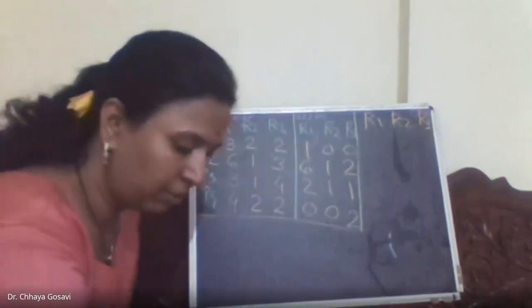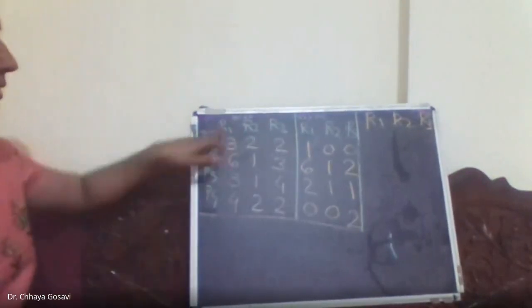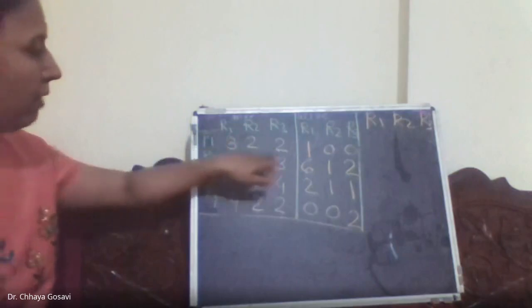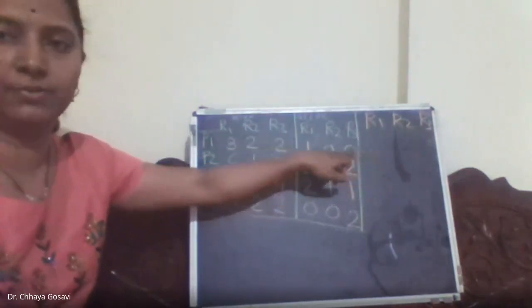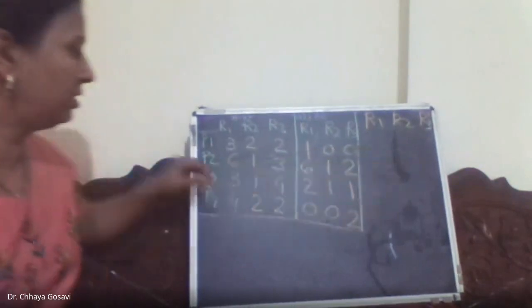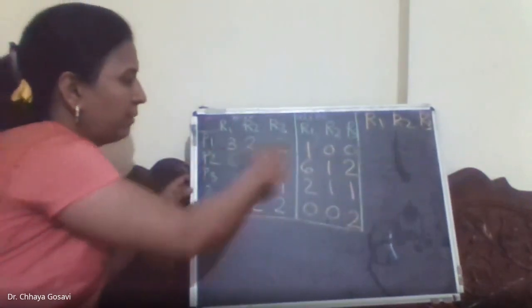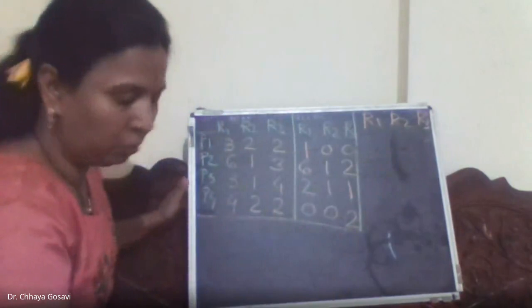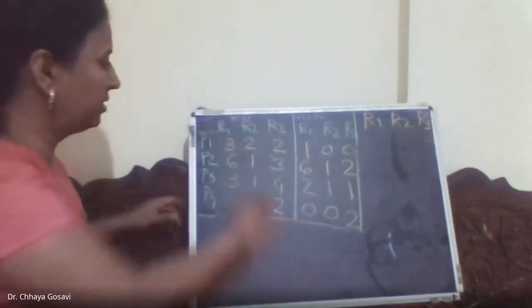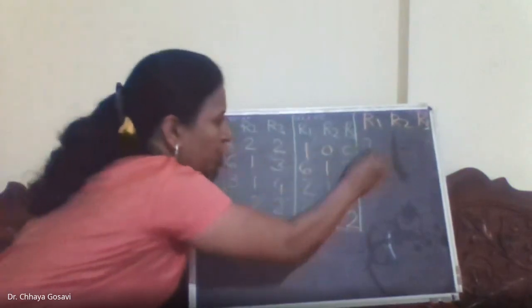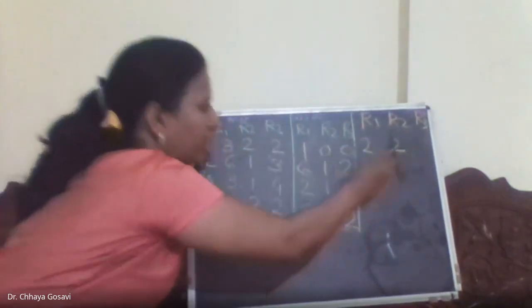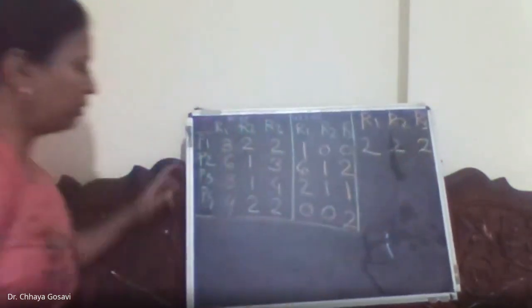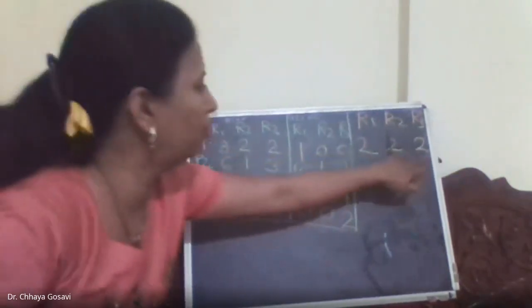So the need matrix we have to calculate by subtracting the maximum requirement of that particular process minus the currently allocated resources. That will give you the need for each process. So 3 minus 1, and it is a 1 to 1 subtraction. 3 minus 1 is 2, then 2 minus 0 is 2, and 2 minus 0 is 2. So the need of process P1 is 2, 2, 2.